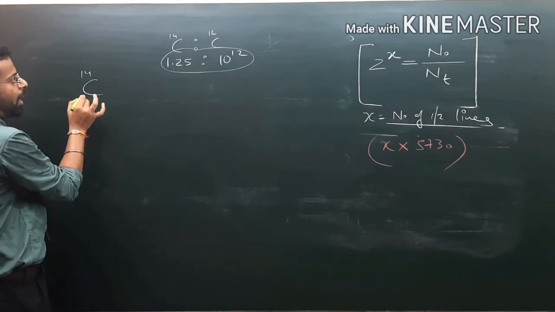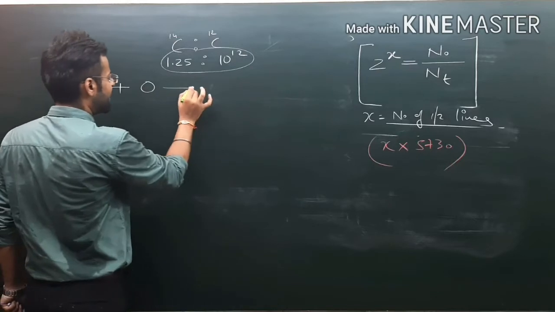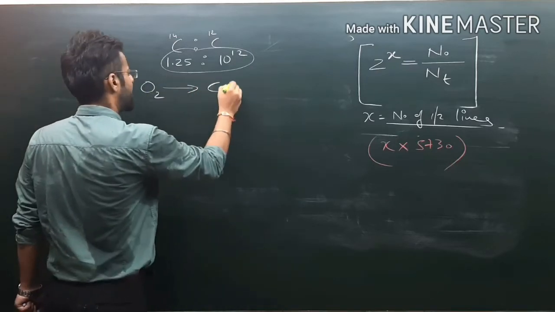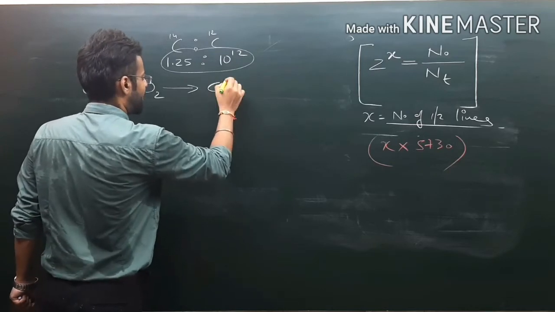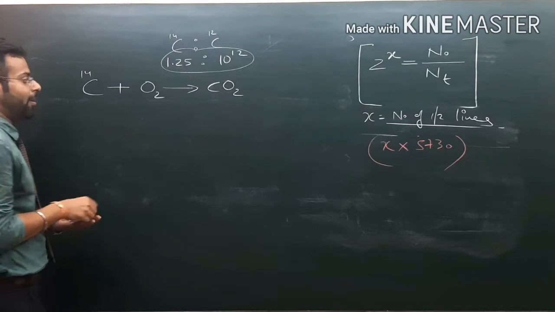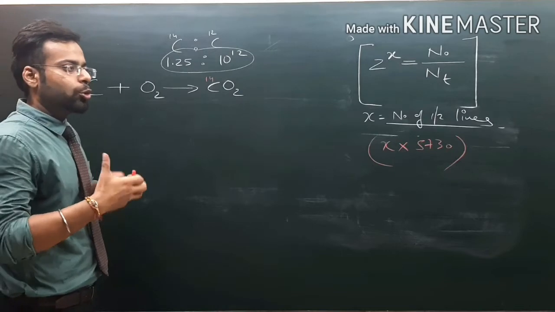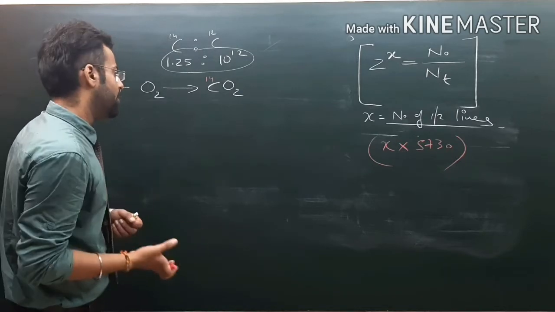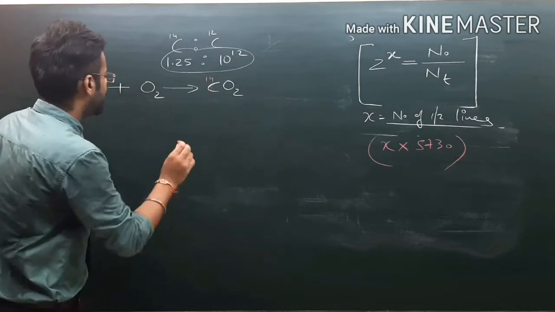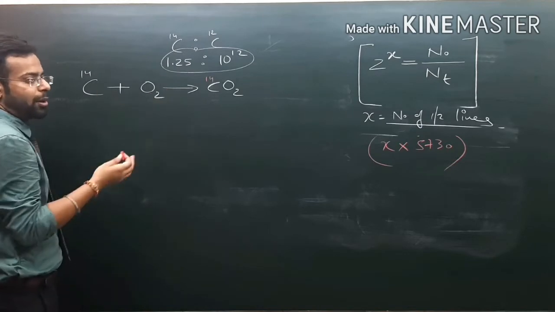What it does is, along with the other carbon, it combines with oxygen, and by certain steps, slowly and gradually, gives you carbon dioxide. Now this carbon dioxide is not the carbon dioxide with carbon 12, it is the carbon dioxide with carbon 14. Of course, carbon 12 carbon dioxide will also be formed, but now we are just focusing on the carbon 14 carbon dioxide.